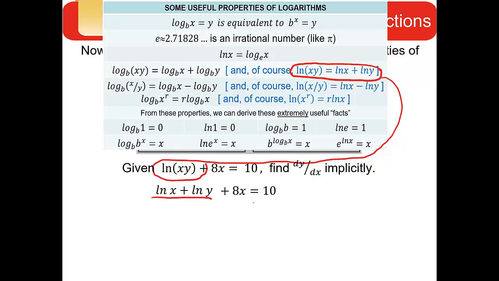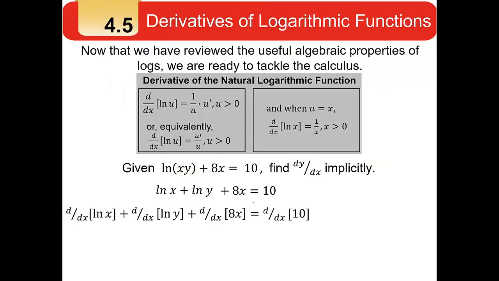Now I just take the derivative term by term. I know the derivative of natural log of x. I know the derivative of natural log of y. I've got those formulas above. I know I can take the derivative of 8x, and I know I can take the derivative of 10. So if I can do those 1, 2, 3, 4 derivatives, I'm home free. Well, what is the derivative of the natural log of x? Well, it's just 1 over x. What is the derivative of the natural log of y?